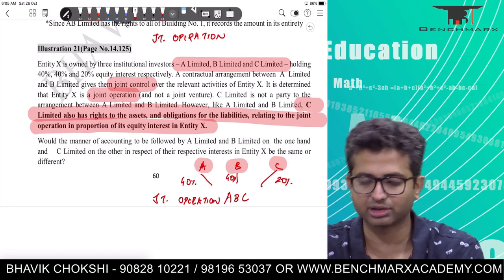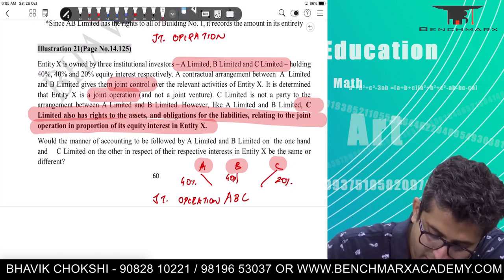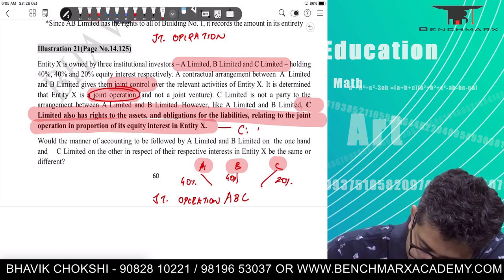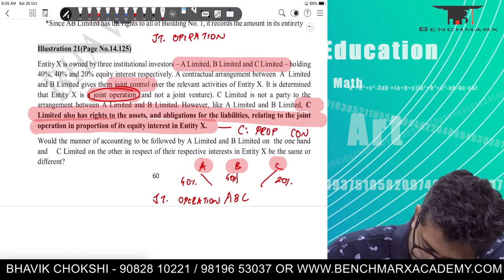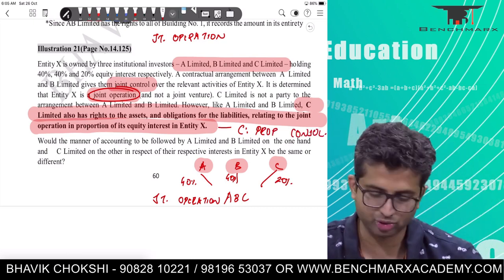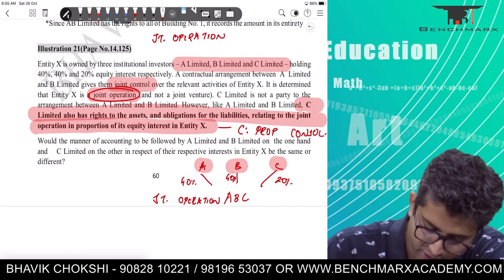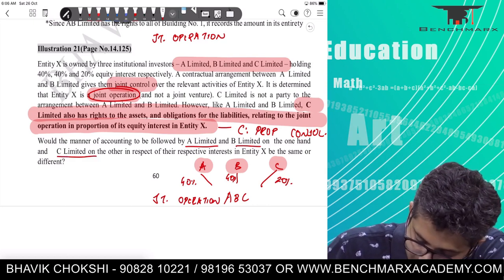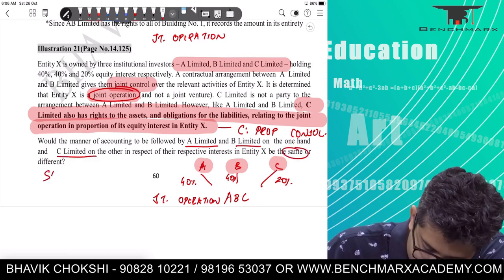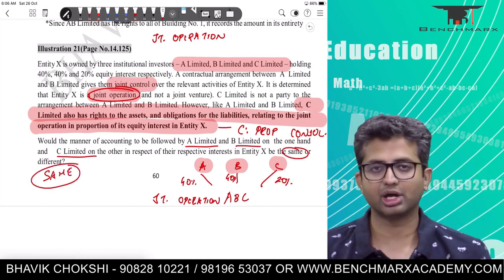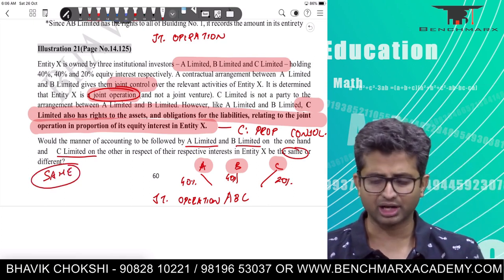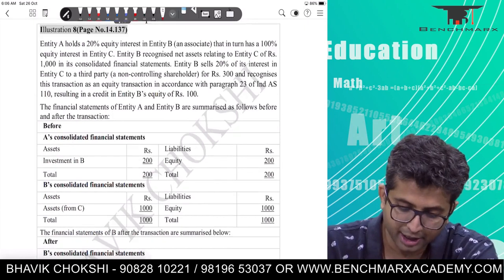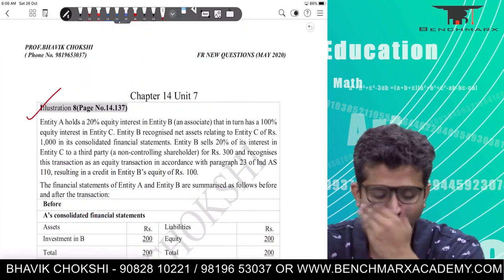If the benefits are greater, C gets a share. In which case, there's a joint operation and C has a share in assets. In which case, even C will follow proportionate consolidation. A and B in any case have to follow proportionate consolidation, but even C will follow proportionate consolidation. Would the manner of accounting followed by A and B on the one hand and C on the other hand in respect of interest be the same or different? Your answer will be it is the same, because C has a share in the assets and liabilities. Had C not had any share, then it would have been different. So that is the solution here. This question is important. Undoubtedly, I would want you to refer to this.